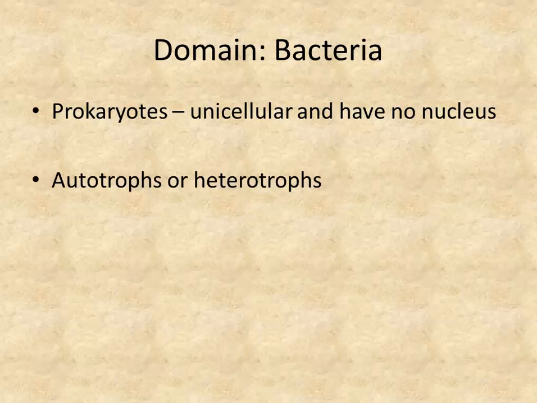First domain we'll talk about is bacteria. Bacteria are prokaryotes. Prokaryotes are cells that have no nucleus. They are very simple, primitive cells. They are not complex. And if we say a prokaryotic cell, we're talking about a cell with no nucleus. Bacteria, their cells can also be autotrophs or heterotrophs. Some can make their own food, some get their food or energy elsewhere.